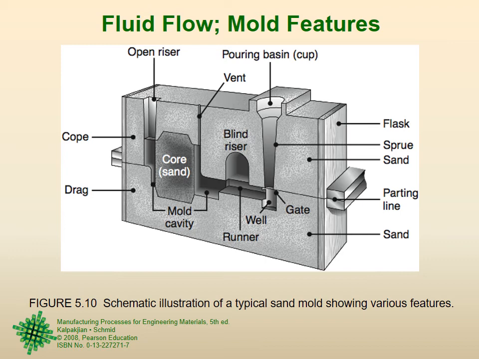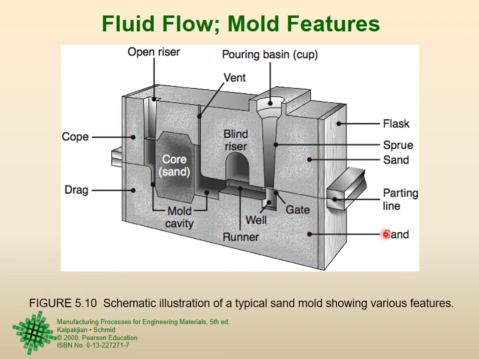So this outer portion which is here and which is on the other side and which is all around is called the flask. So this is like the outer box inside which the whole sand mold is there. Now all this material is sand. All this material is sand, right? Sand we are showing here, sand we are showing here. So all this material is sand.